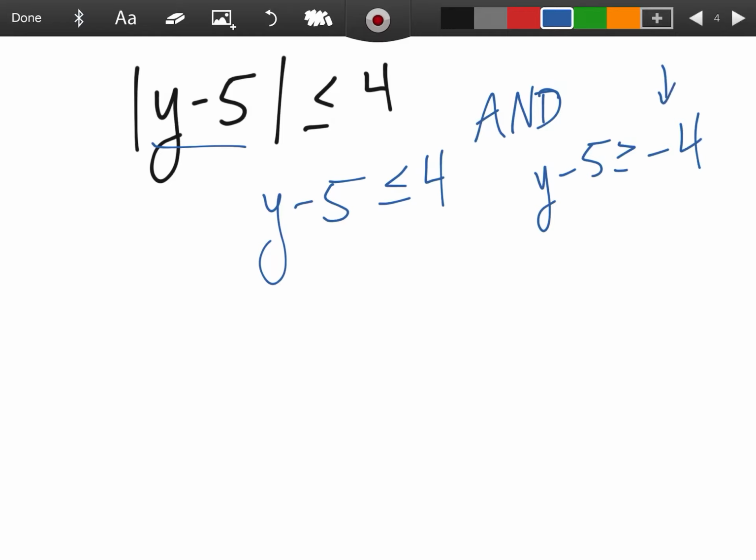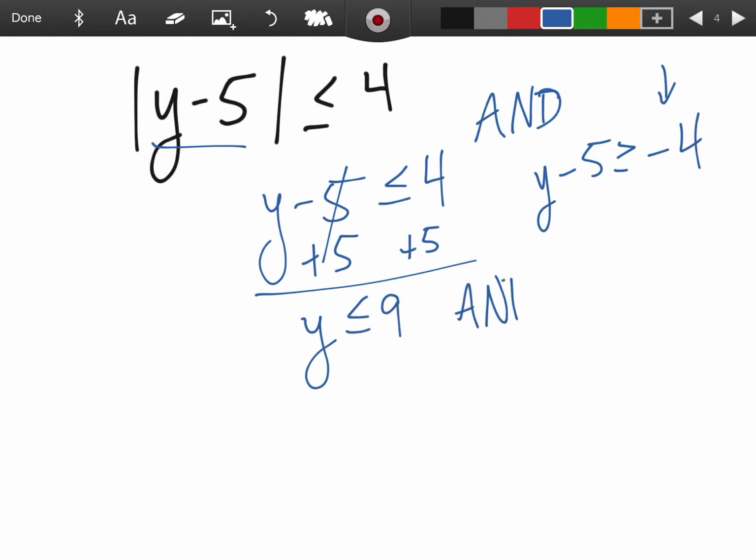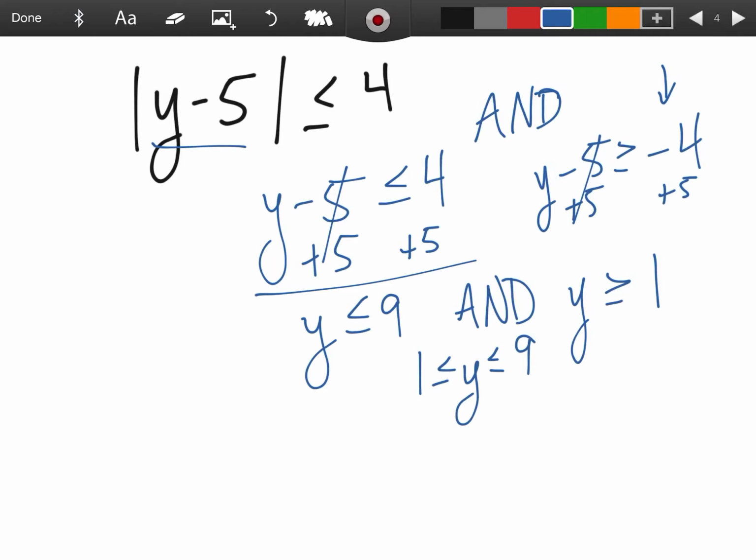Now let's solve them both. So I'll add 5 to each side. I get y is less than or equal to 9. And let's solve this one over here. Add 5. Add 5. I get y is greater than or equal to 1. All right, so now I need to satisfy both of these. I could also write this as just one inequality. I could say, well, y is greater than or equal to 1, but less than or equal to 9.